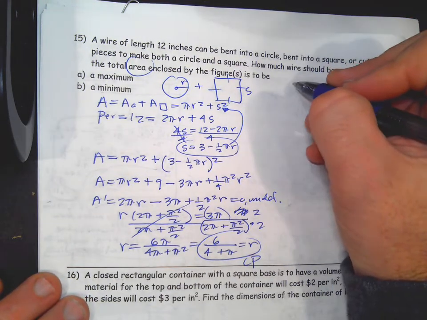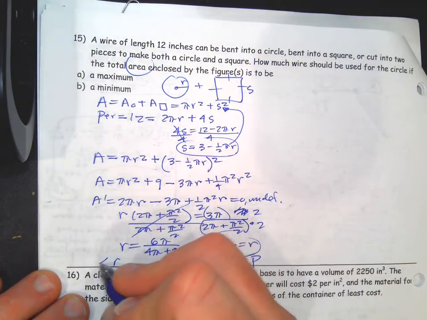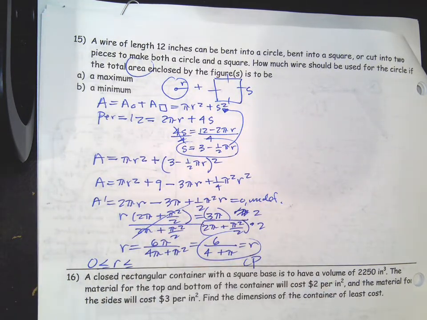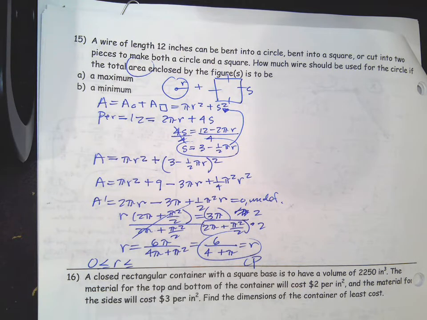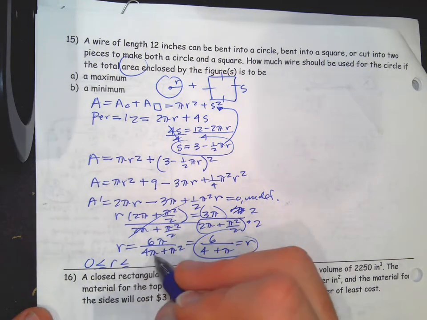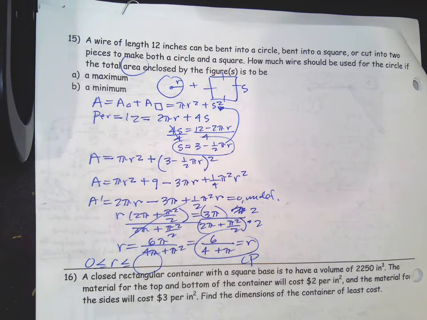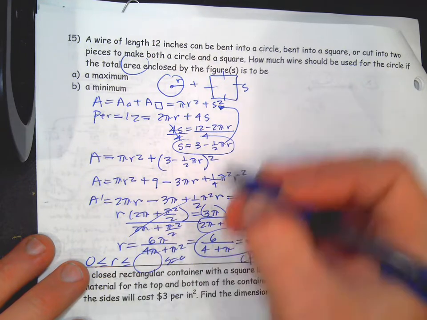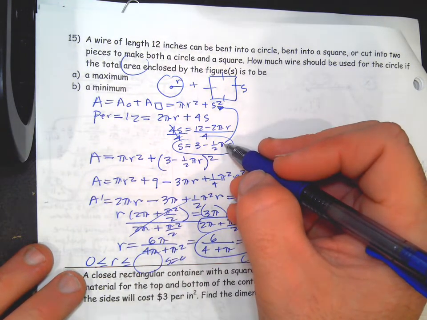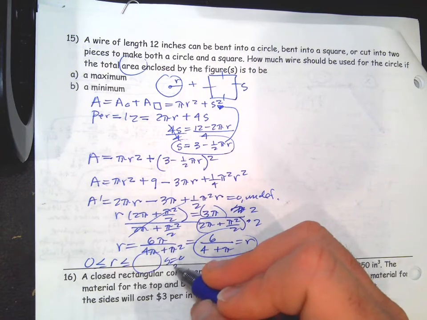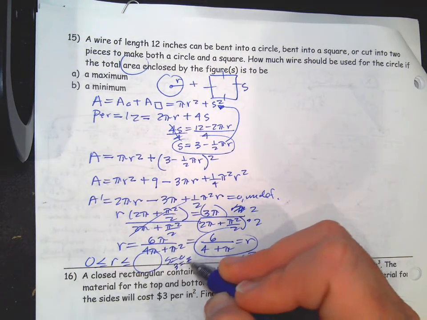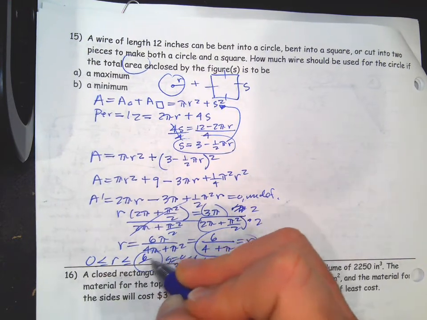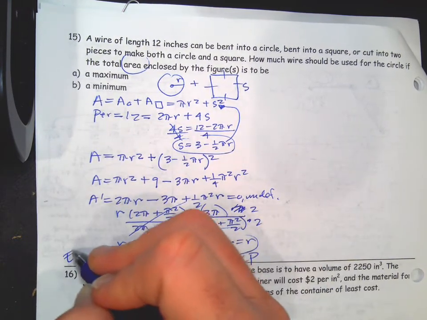Hopefully we can find endpoints. So what are the endpoints? What's the smallest r could be? r could be 0, and we give all the wire to the square, right? The other extreme is we use no wire for the square and use it all for the circle. So if we use it all for the circle, that means the side would be 0 for the square, and we would get 3 equals pi over 2 r. So r equals 6 over pi. 6 over pi is the other endpoint. So these are your endpoints.